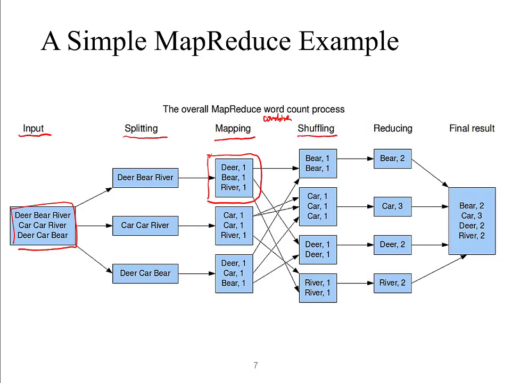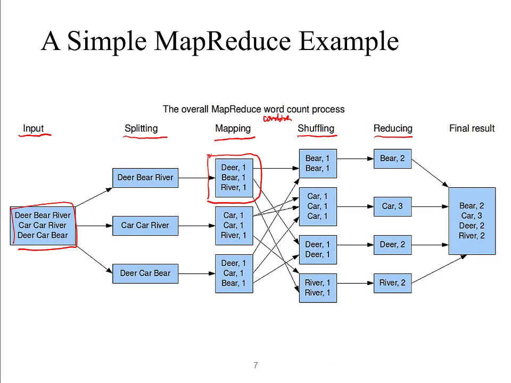So let's look at shuffling. It is also called shuffling and sort. In this step, the outputs from all the mappers are shuffled, sorted to put them in order, and grouped before sending them to the next step, which is reducing.